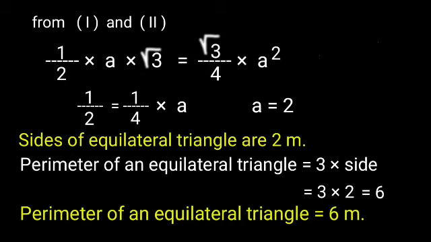We have to find a, that is the side of equilateral triangle. Hence, by simplification, a is equal to 2. Hence, we have the side of equilateral triangle is 2 meter. We have to find the perimeter of an equilateral triangle, which is nothing but 3 times side, that is 3 into 2, that is 6. Hence, perimeter of an equilateral triangle is equal to 6 meter.